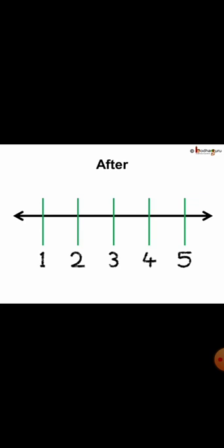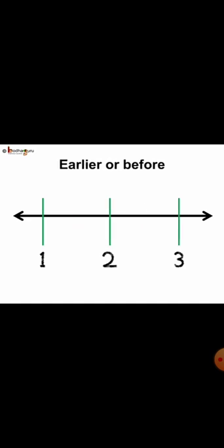And what comes after number 2? It is number 3. So, starting from number 1, after number 1 comes number 2. And after 2, number 3 comes. So, we have 1, 2 and 3.